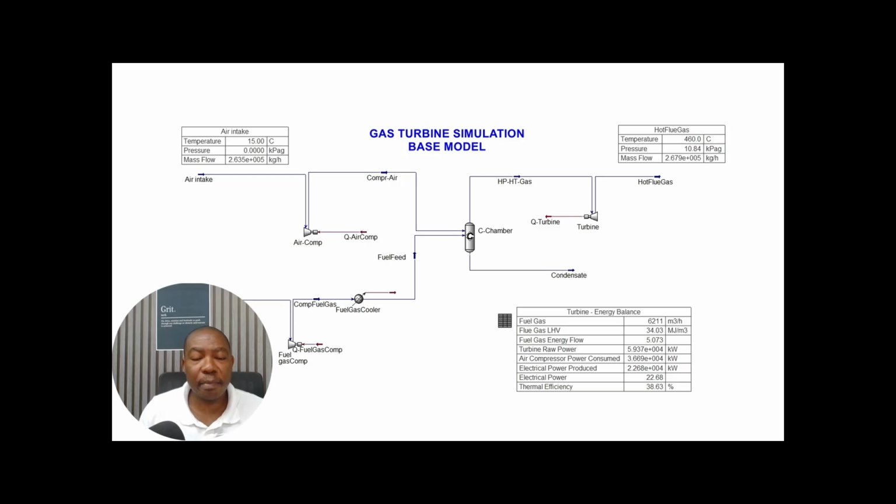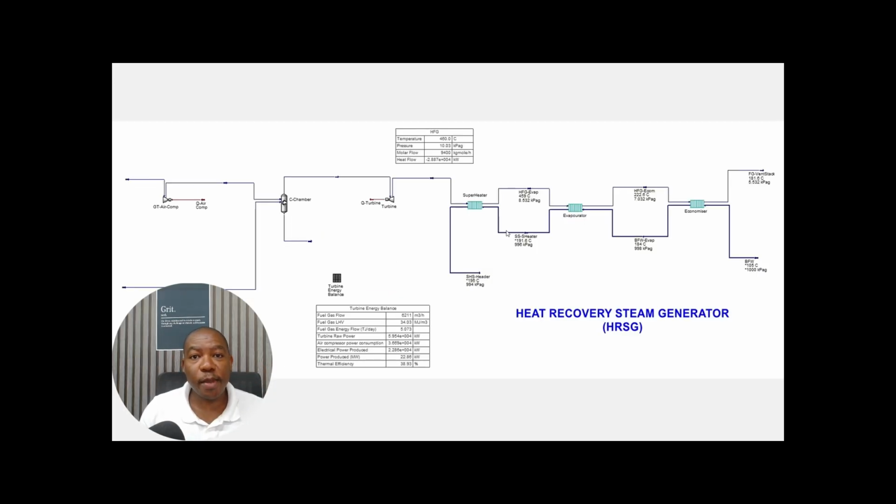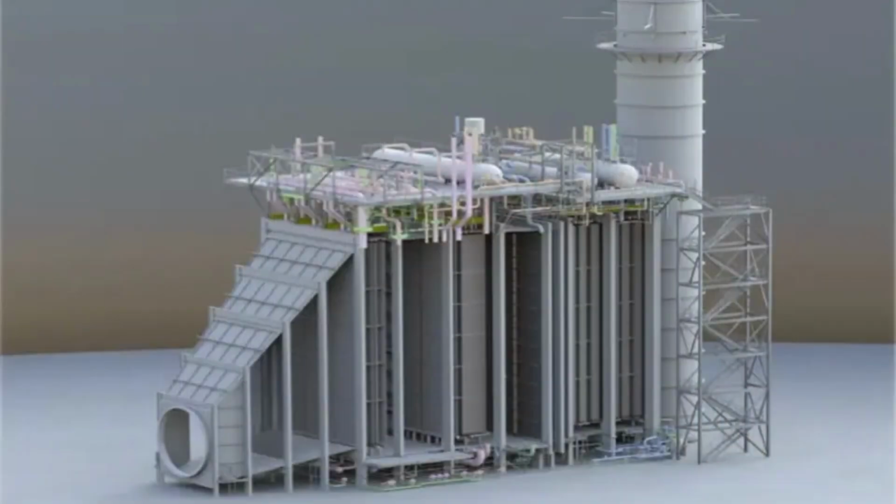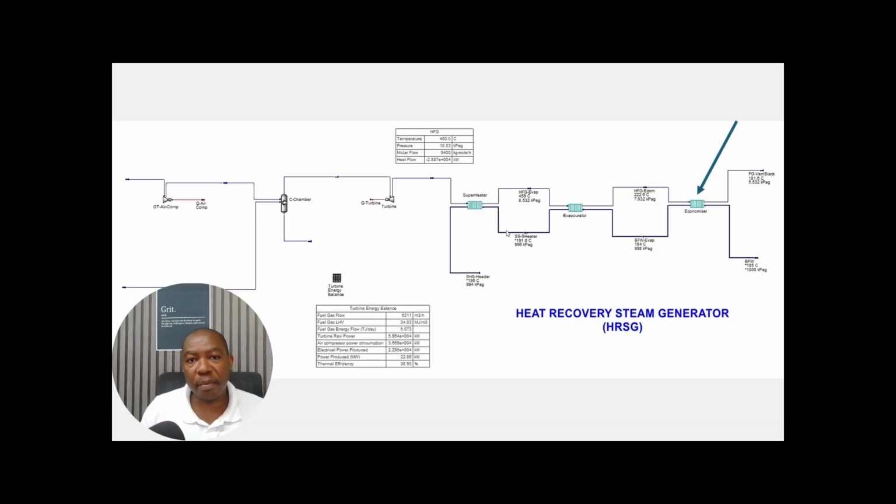Last week we built a gas turbine model and it looks similar to what we have here on the screen. And today we are going to continue with the simulation and model a heat recovery steam generator. It should look similar to what we have now on the screen. It will be made of the Economiser, Evaporator, as well as the Superheater. And I'll show you how to model that in sequence.